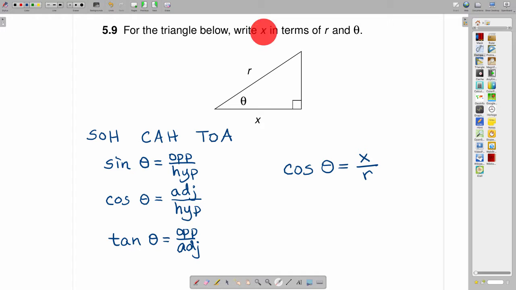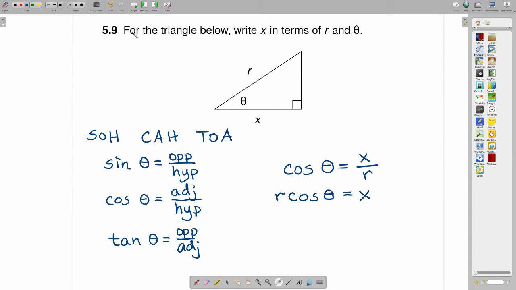Returning to the problem, it says write x in terms of r and theta, so this equation right here needs to be solved for x. The way you solve that equation for x is you multiply both sides by r. When you multiply the left-hand side by r, you get r cosine theta. When you multiply the right-hand side by r, you just get x.